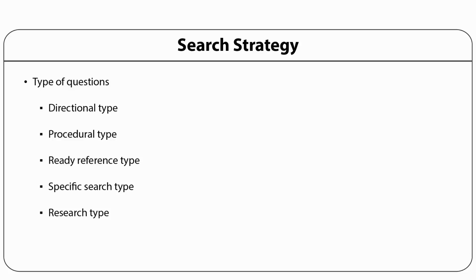Directional type of questions are received from the library users who visit the library for the first time. Such users need directional guidance about the general layout of the library, such as where current issues and back issues of periodicals are kept, where the reference collection or textbooks are kept, or where is the card catalog or OPAC for searching library holdings, etc.